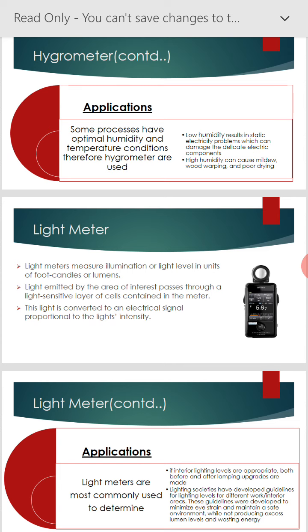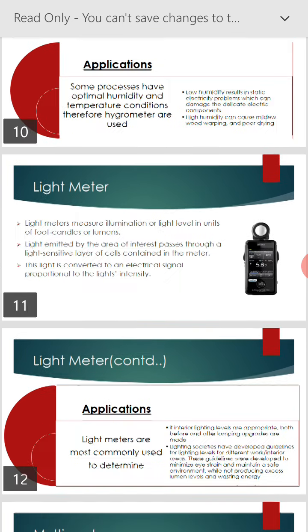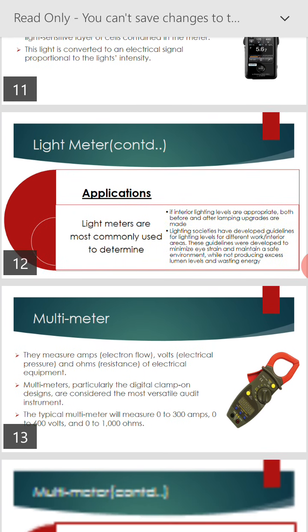Then the light meter. A light meter means illumination. I think all of you have seen in a cricket stadium that umpires use a light meter to check the stadium light. If the floodlight is low, then you may see that the cricket match is stopped. This light meter can be used there, and a lux meter is also there.